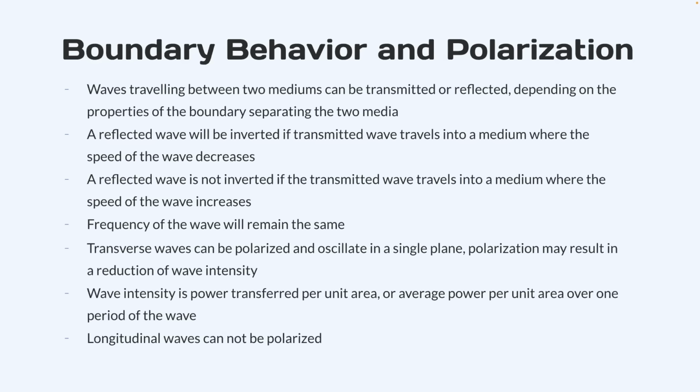Transverse waves can be polarized and can oscillate in a single plane. However, polarization may result in a reduction of wave intensity. Wave intensity is just the power transferred per unit area, or the average power per unit area over one period of the wave. And also note, this only applies to transverse waves. Longitudinal waves cannot be polarized.